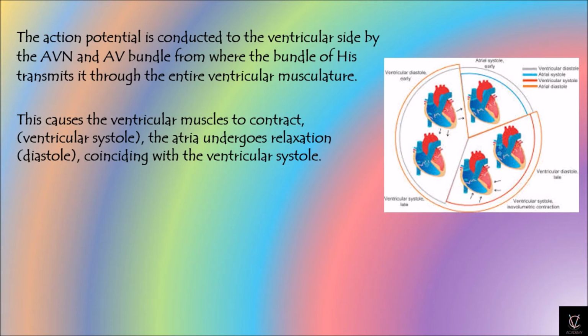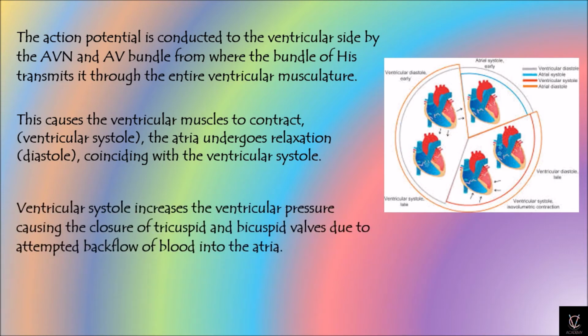This contraction of ventricular muscles is called ventricular systole, and at this time the atria undergo relaxation, and relaxation is also called diastole. These both coincide with the ventricular systole.